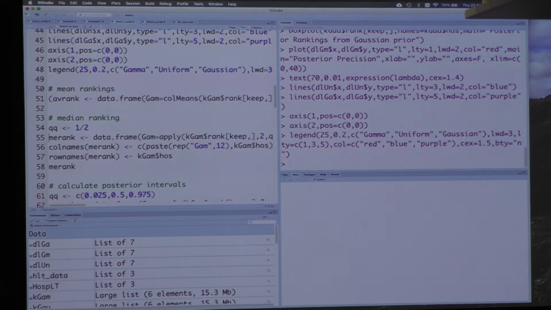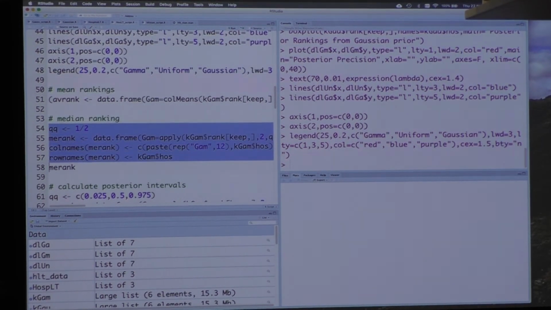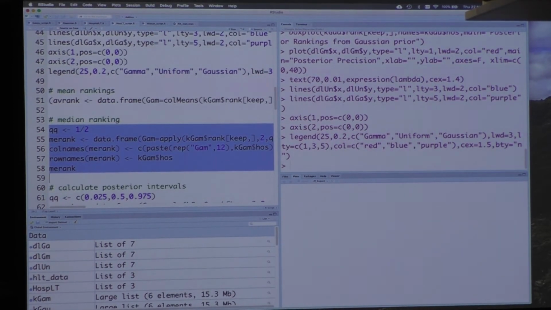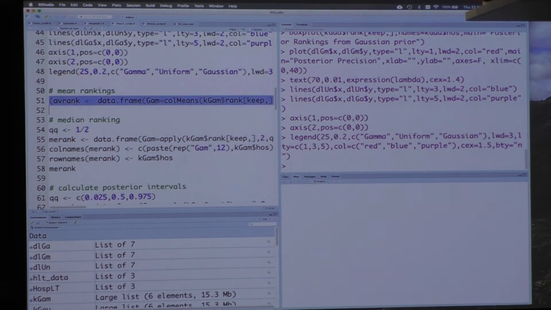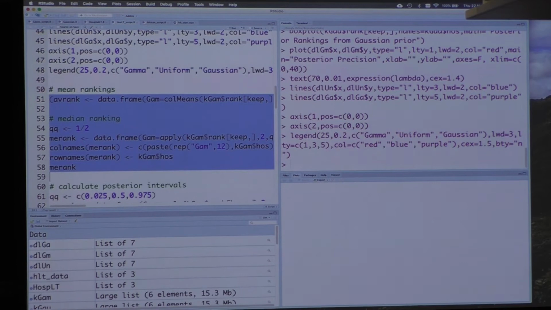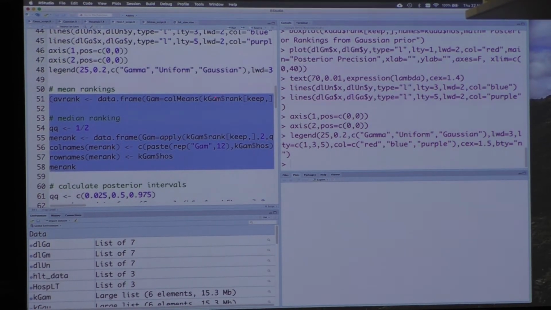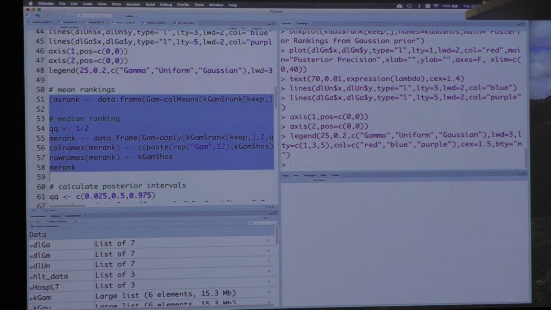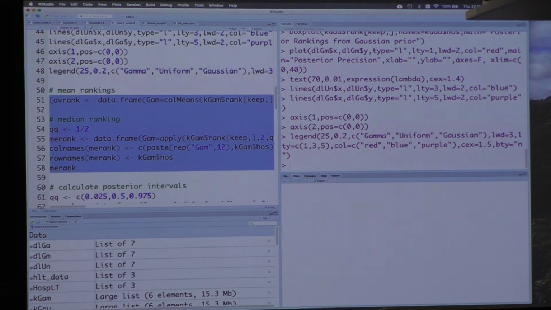I think I need this. Yeah, okay. So in these 2 lines, hopefully, I'm calculating the mean rank. Sorry, I'm missing the means there. In here, I'm calculating the mean rank coming from each prior for each chain. And in here, I'm calculating the median rank, okay? So these are just measures of location, okay?